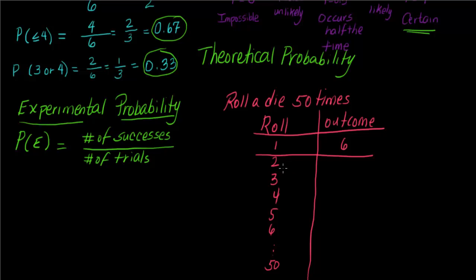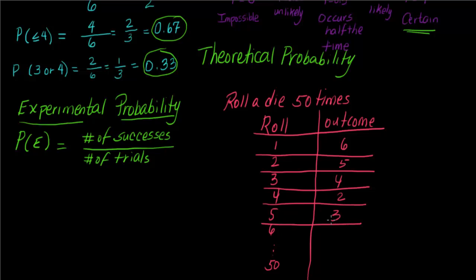Let's say you got a 6. Let's say the second time you threw the die, you got a 5. And the third time you got a 4. And the fourth time you rolled the die, you had a 2. And the fifth time you got a 3. And the sixth time you got a 4 again. And the seventh time you got a 1, and etc. And you keep going till you've rolled that die 50 times. And you record each one of the numbers that came up, okay?